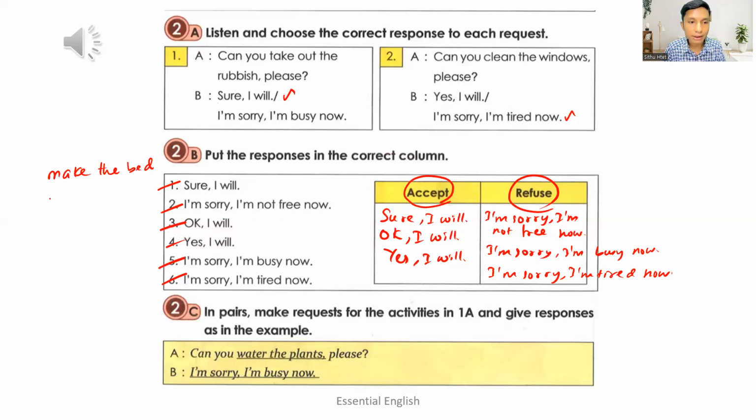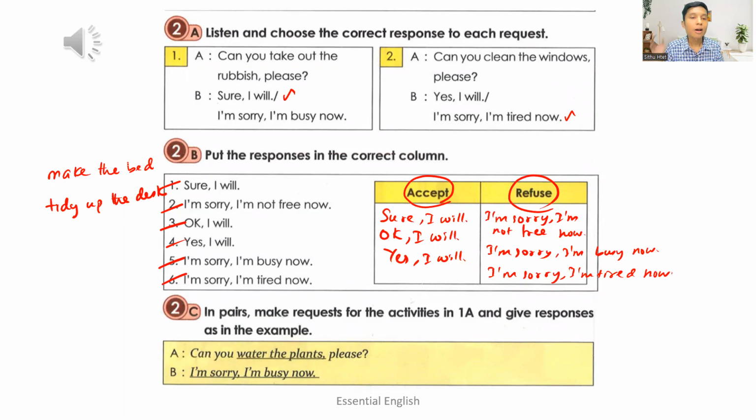And tidy up the text. So if you want to make a request, you can say, can you tidy up the text, please? Can you tidy up the text, please? So do you want to accept the request or do you want to refuse it? If you want to refuse, you can say, I'm sorry, I'm tired now. So I'm too tired to tidy up the text. I don't want to tidy up the text. So you can say, I'm sorry, I'm tired now.